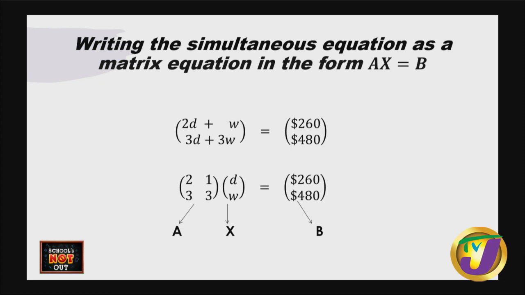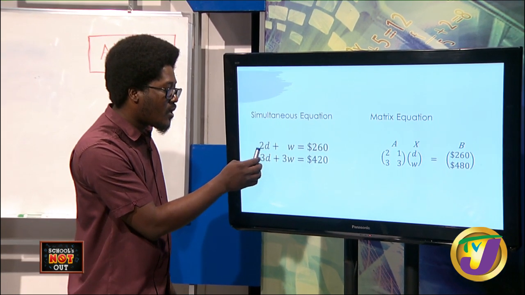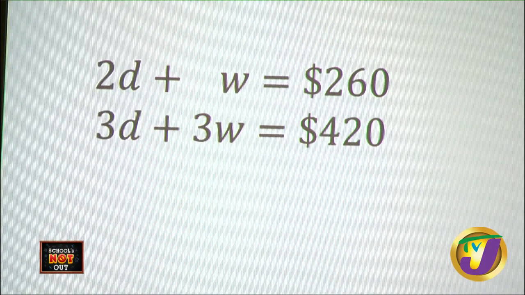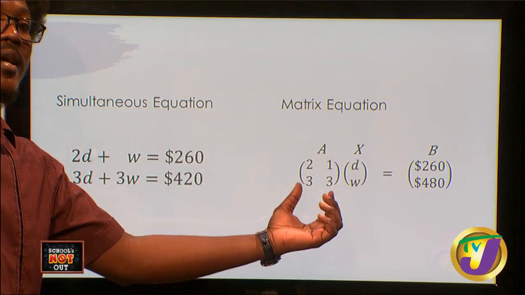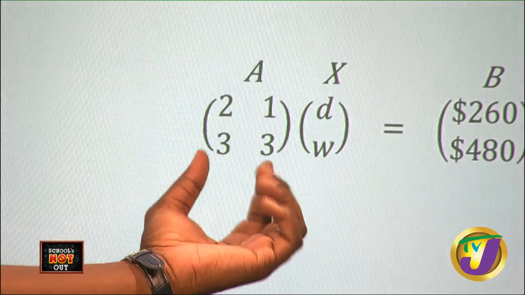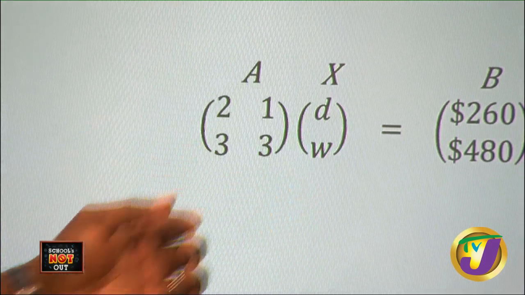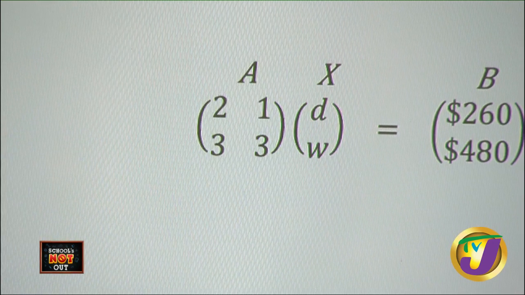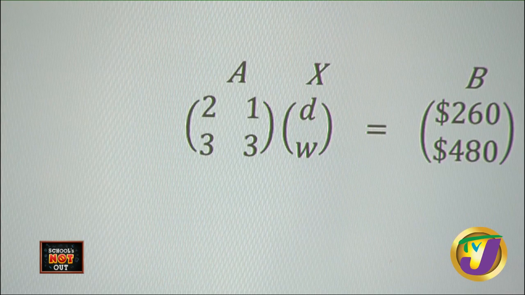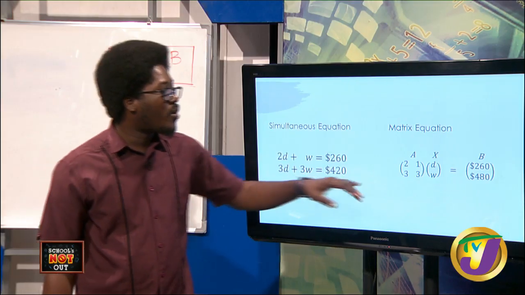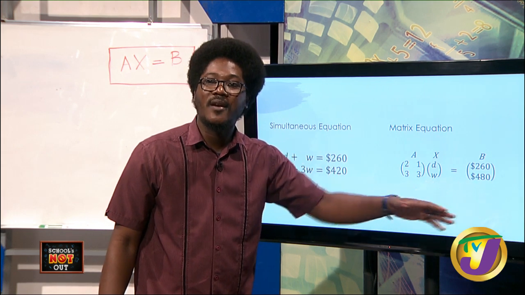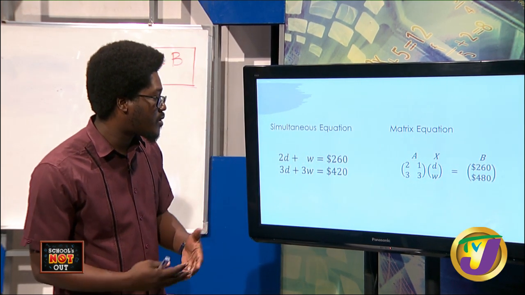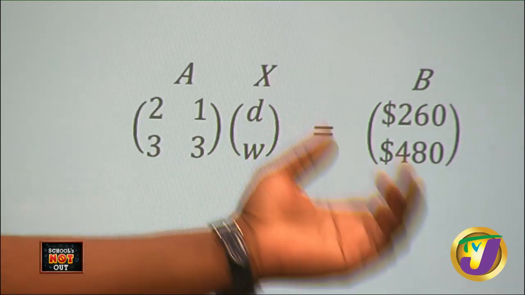So let's take a closer look at these two equations. If we look at the simultaneous equations as is, we recognize that the coefficients of the simultaneous equations are 2, 1, 3, and 3. When we compare it with A, we recognize that all the coefficients are in A, and that is why we call it the matrix of coefficients. When we look at our matrix X, we recognize that it has the variables that we are exploring, which are D and W. And when we look at our matrix B, we recognize that it has the answers, the results to each of these equations, and we call it our solution matrix.